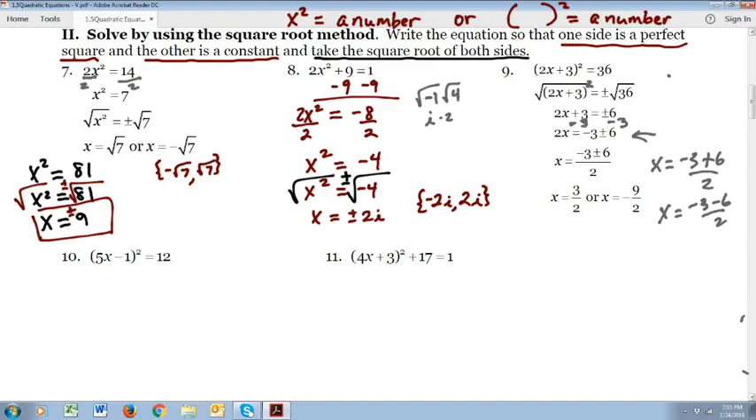All right, let's move down to number 10. So let's take the square root of both sides. Again, it's like the one we just did. Don't forget your plus or minus. So on the left, we're going to have 5x minus 1.